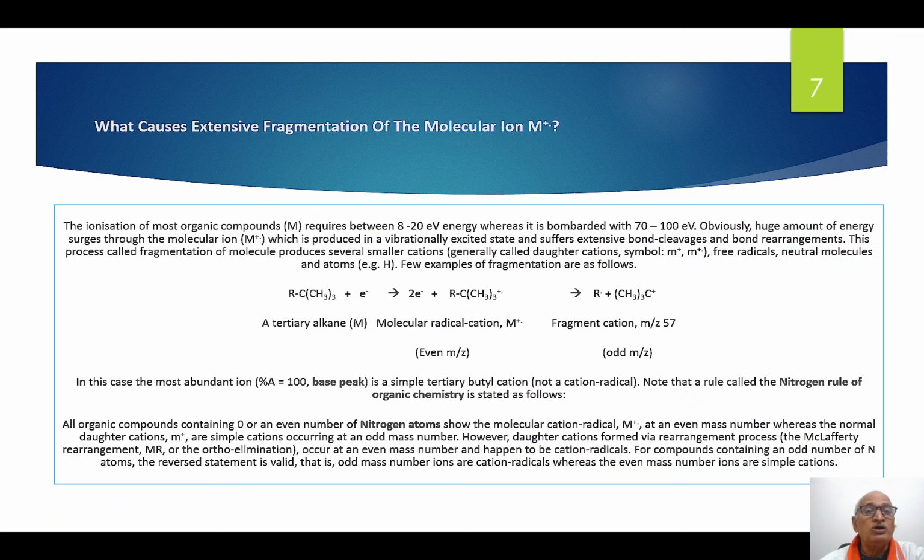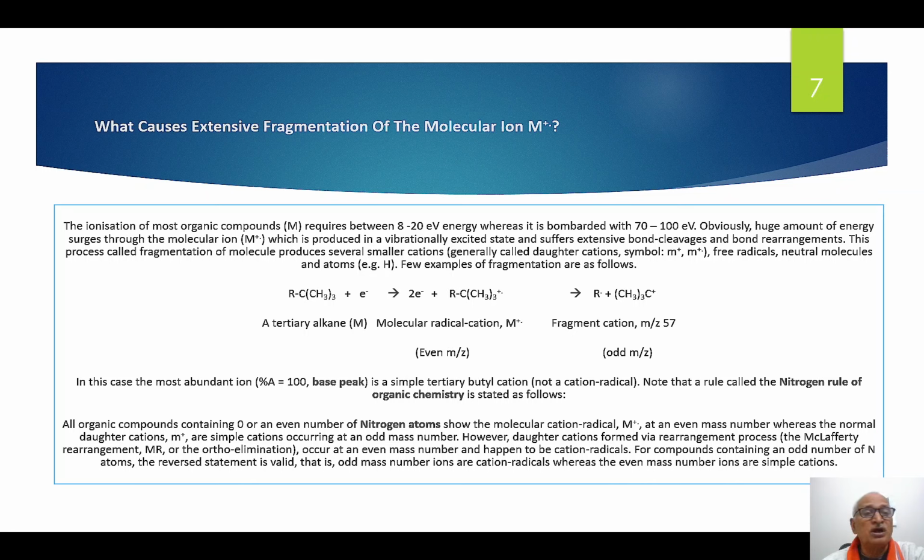Now we must know what causes extensive fragmentation of the molecular ion. Why does it undergo fragmentation? The reason is very simple. The ionization of most organic compounds requires between 8 to 20 electron volt energy. We bombard the molecule with a very high energy, 70 to 100 electron volt. Obviously, a huge amount of energy surges through the molecular ion, which is produced in a vibrationally excited state. Therefore, it suffers extensive bond cleavage and bond rearrangements.